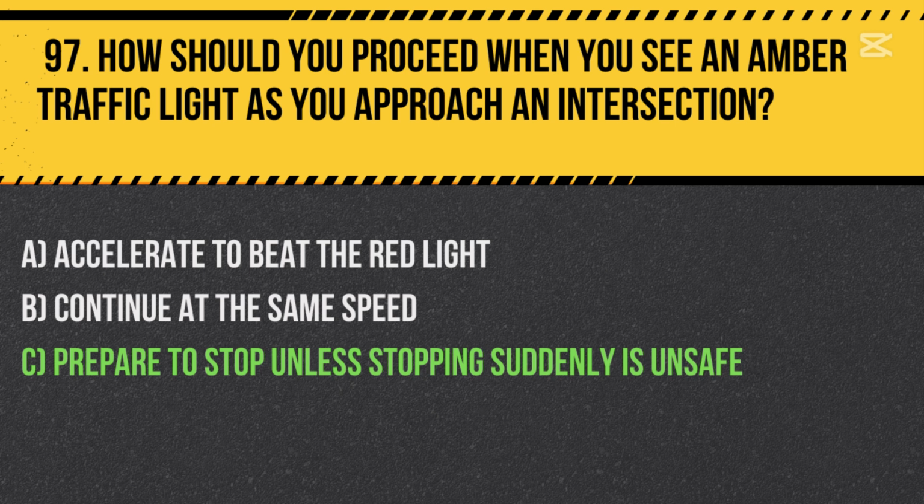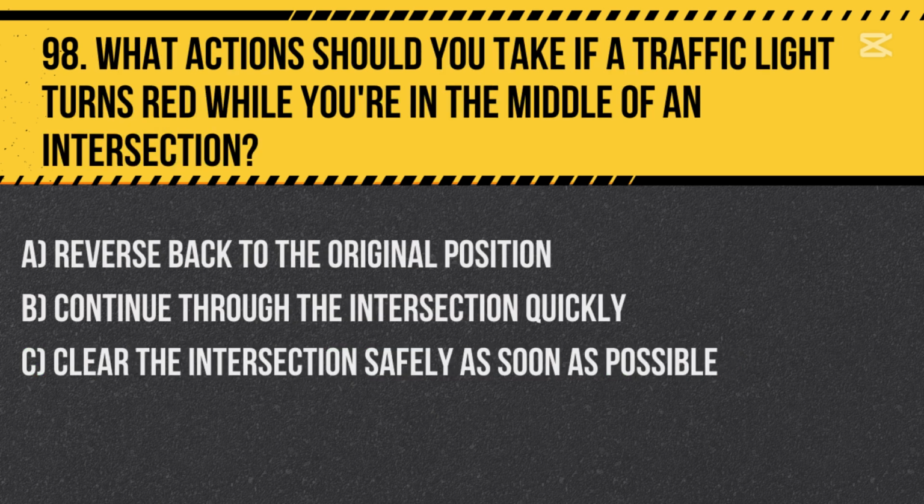Question 98. What actions should you take if a traffic light turns red while you're in the middle of an intersection? A. Reverse back to the original position. B. Continue through the intersection quickly. C. Clear the intersection safely as soon as possible.